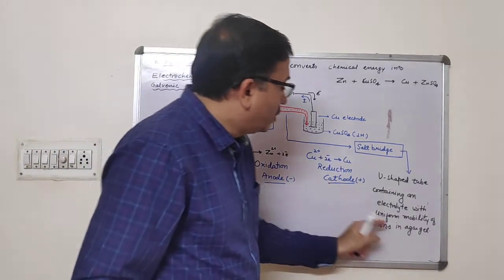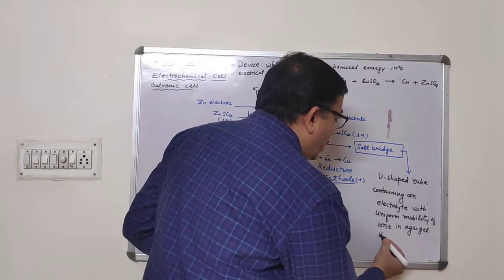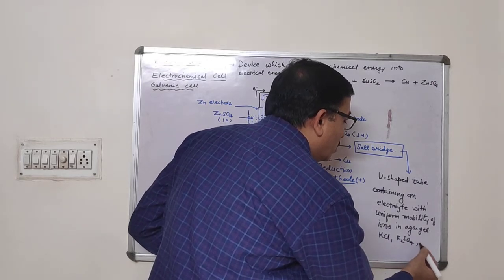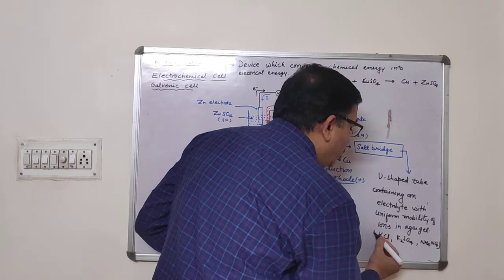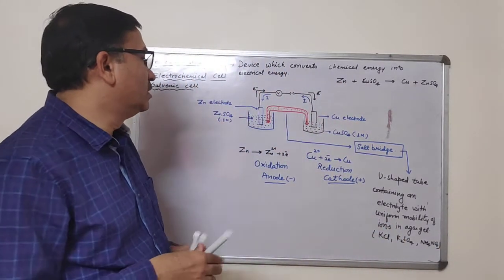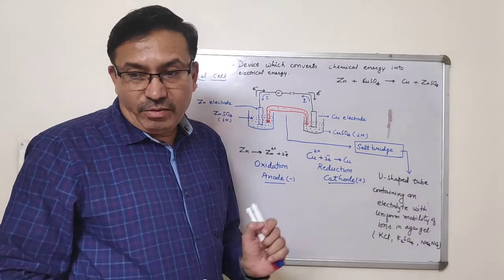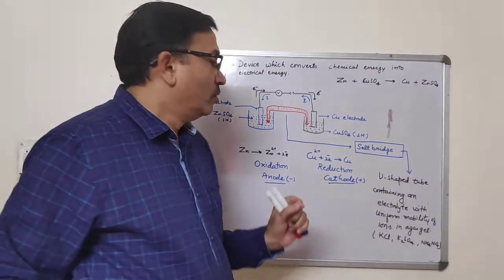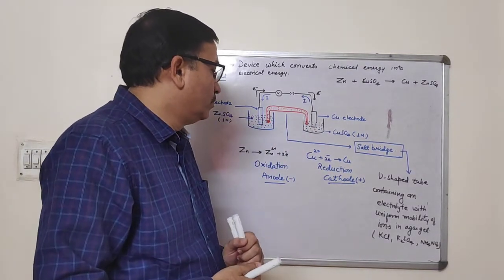What electrolyte can we take here? The electrolyte can be KCl, K2SO4, or NH4NO3, which can be used in the salt bridge because they have uniform mobility, and we are using a gel form, not a solution form, so that only ions will diffuse through the salt bridge.